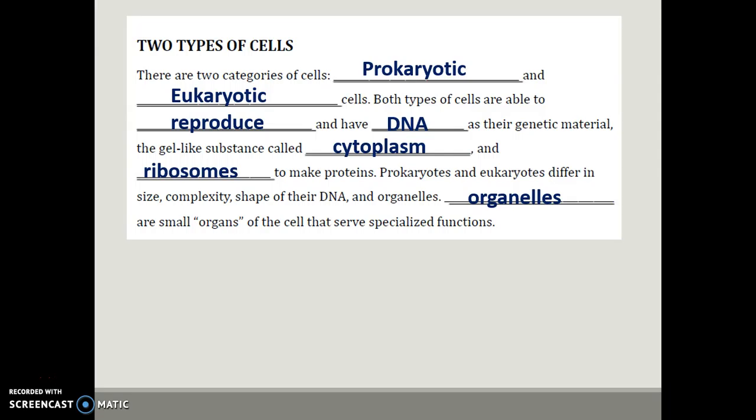Prokaryotes and eukaryotes do have some differences though. They differ in size, complexity, shape of their DNA, and organelles. Organelles are the small organs of the cell that serve specialized functions, and we're going to see that on the next two slides.